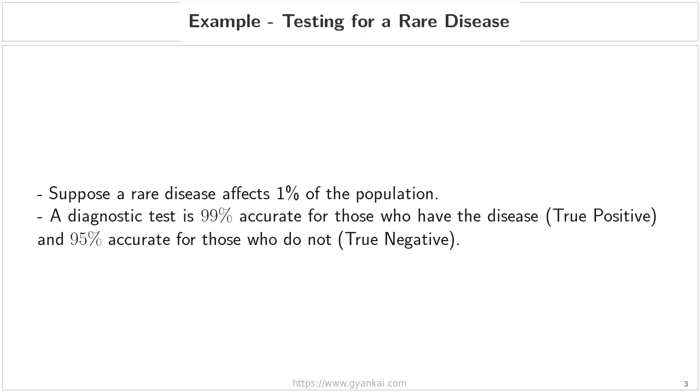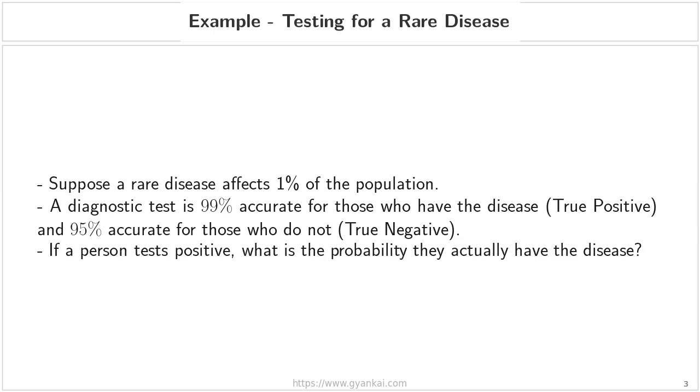Next, let's look at the reliability of our diagnostic test. We are told the test is 99% accurate for those who actually have the disease. We call this a true positive. However, it is also 95% accurate for those who do not have the disease, which is our true negative rate. Here is the critical question we need to answer using Bayes' theorem. If a patient walks in, takes the test, and receives a positive result, what is the actual probability that they truly have the disease? It might intuitively feel like the answer should be 99%, but as we are about to see in the next slide, the math tells a much more surprising story.